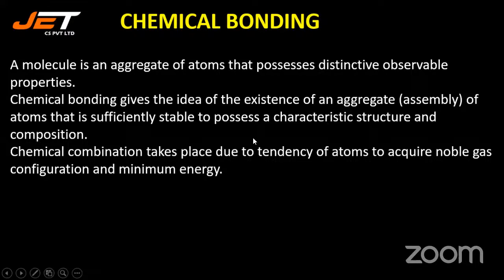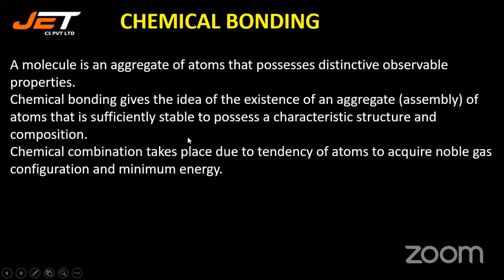So chemical combination takes place due to the tendency of atoms to acquire the noble gas configuration and the minimum energy. That is the reason someone is losing an electron and the other is saying, okay, don't waste that electron, I need the electron, because some elements have a tendency to gain electrons. Okay, is this part clear, whatever I am saying so far?